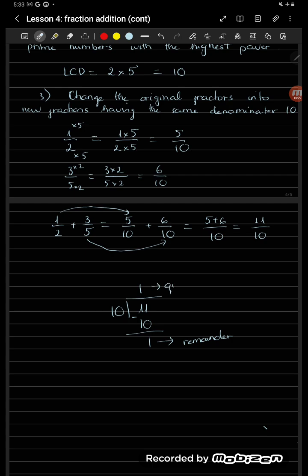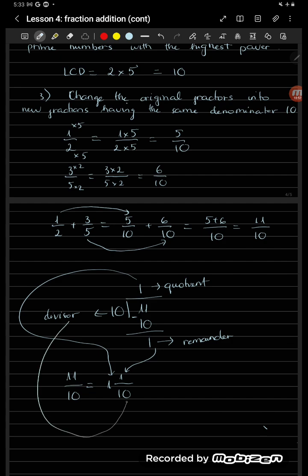1 here is the quotient. And 10 here is the divisor. And the answer is 1, the quotient here. The remainder goes here, and then the divisor goes here. So that's the final answer.